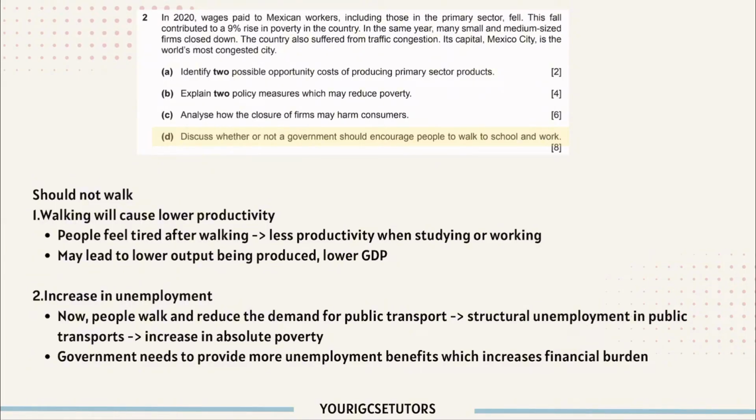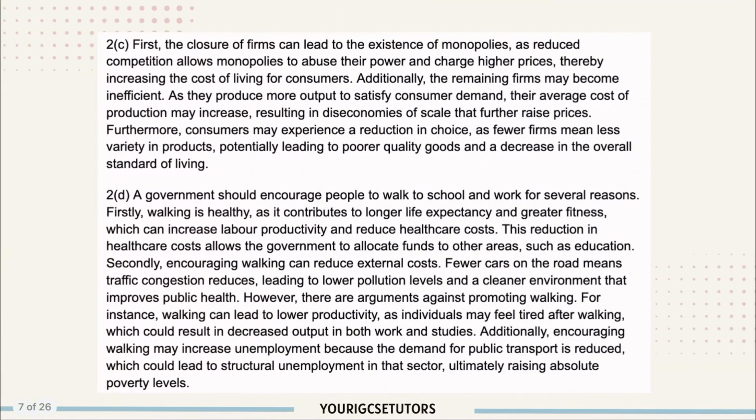So this increases absolute poverty. And government needs to provide more unemployment benefits, which increases financial burden. Alright, there are many more points that you can write. So here is an overview of how you can structure your answer and connect all the points in a fluent way.